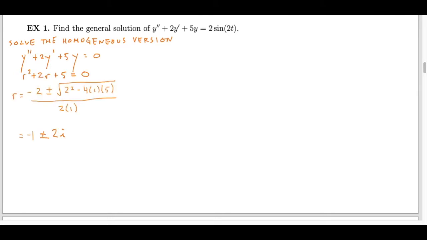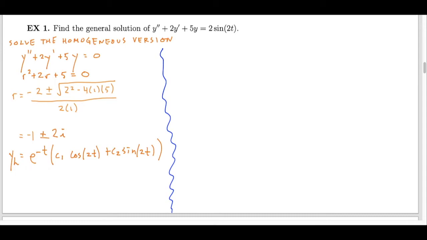It appears I have complex conjugate roots to my characteristic polynomial, so I know the general solution to this homogeneous version will be the form that involves exponentials and cosine and sine. So here's that general solution. I've labeled it y sub h because this is just the solution to the homogeneous version. This is not the solution to my full differential equation. And I use lambda equal to -1, mu equal to 2, and I build that solution.